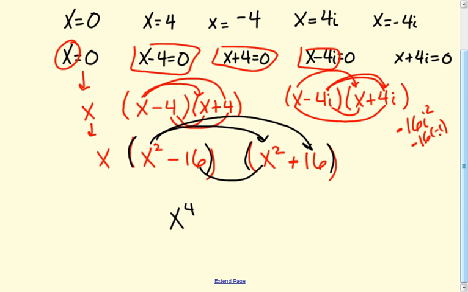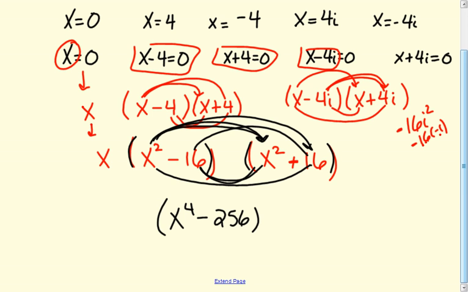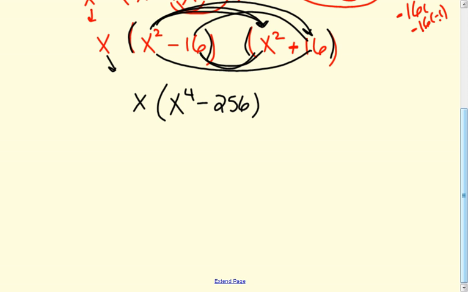Anyways, so now back to this. X squared times x squared is x to the 4th. And then when you take your outsides, you get positive 16x squared. When you take your insides, you get negative 16x squared. So they cancel. And then negative 16 times positive 16 gives you negative 256. And then don't forget that you have this x that you have to keep bringing down. Don't forget about that. Really easy to do. And then, of course, distribute the x through. And when you distribute the x through, you'll have x to the 5th minus 256x.